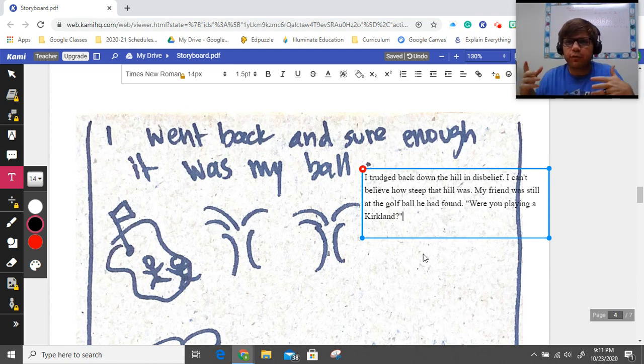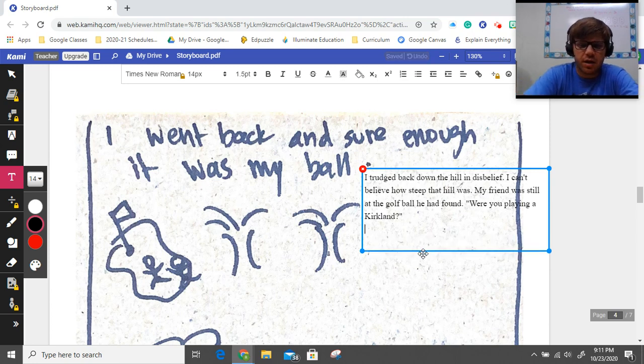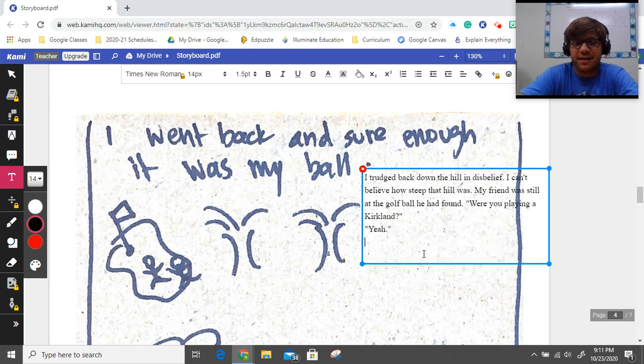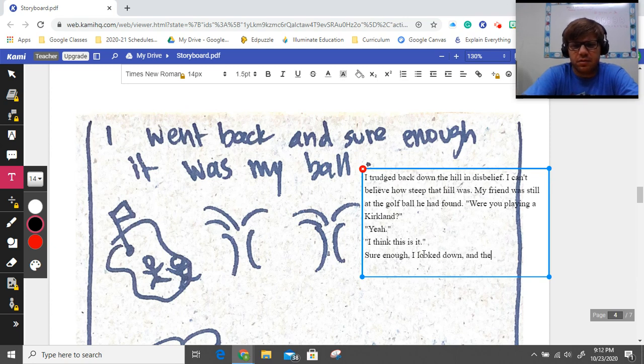Paragraphs are there for me to help you understand what I'm writing. And so I'm going to go to a new line and say, yeah. And that's it. That's my whole paragraph. Yeah. And then my friend's going to say, I think this is it. Sure enough, I looked down and there was the red Sharpie mark on my Kirkland 2 golf ball.